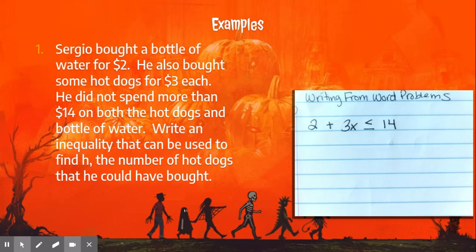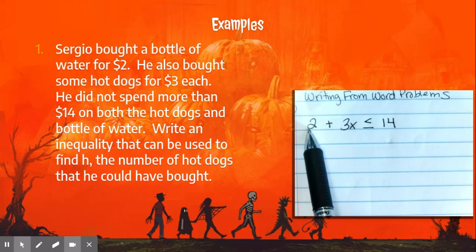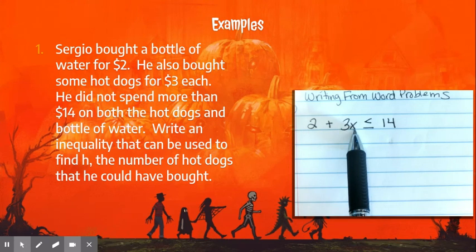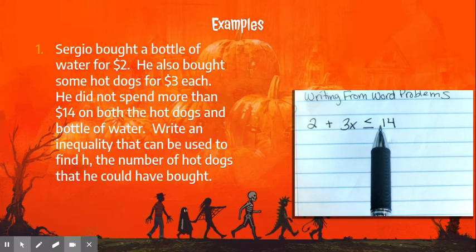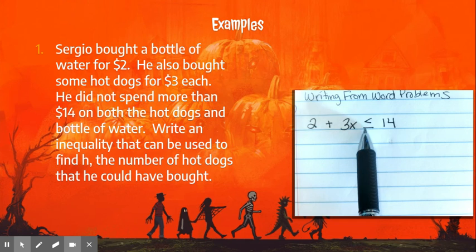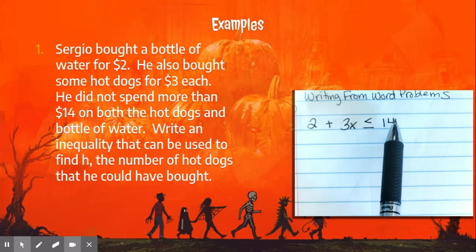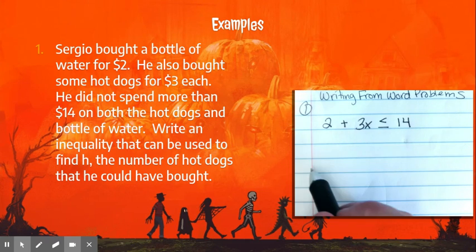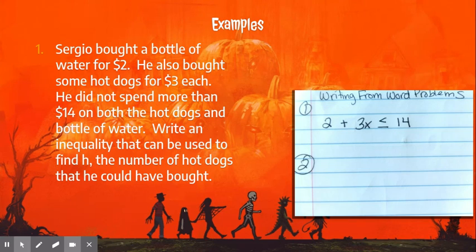Does that make sense? $2 for one bottle of water, $3 each for hot dogs, and then no more than $14 was spent. So 14 has to be the greatest amount because no more than $14 was spent. And we're not going to solve right now. We're going to solve later. And then number 2.